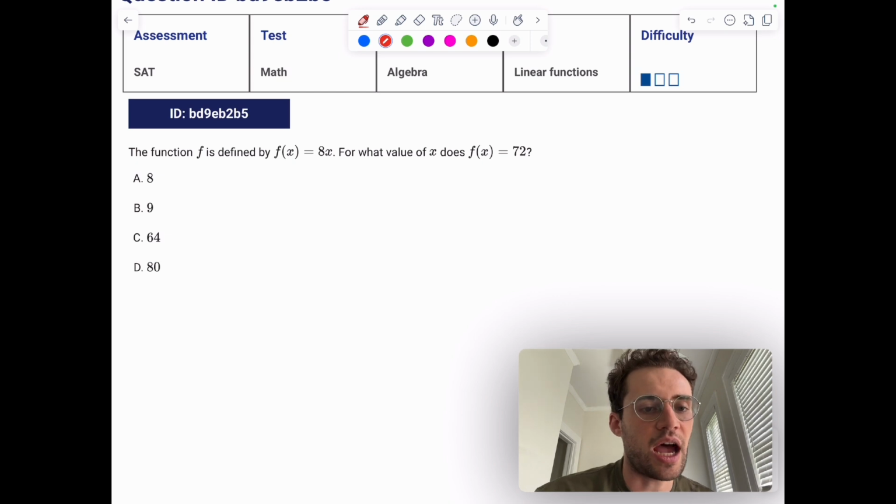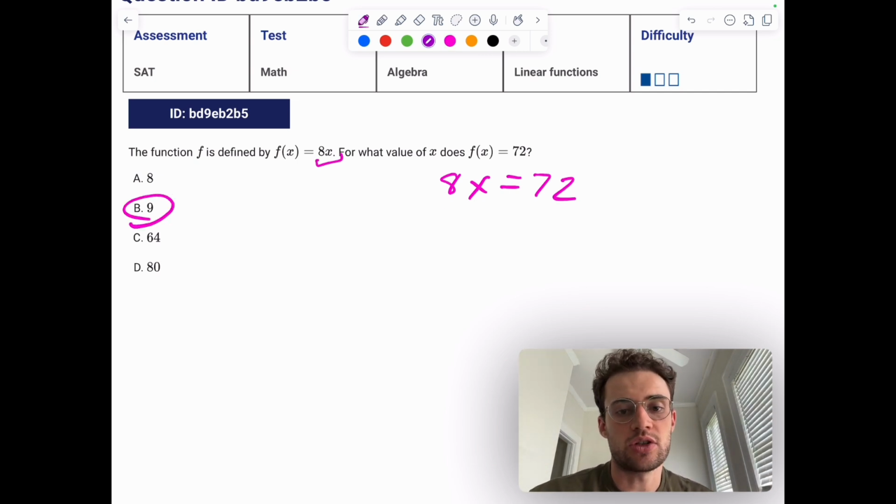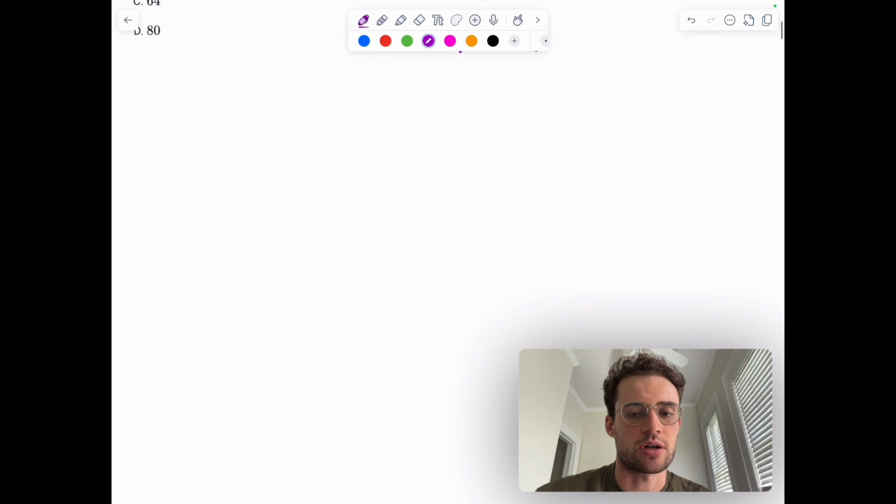Next question. The function f is defined by f of x equals 8x. For what value of x does f of x equal 72? Well, we know f of x is 8x. So what does x have to be for 8x to be equal to 72? 8 times 9 would give you 72. I'm just thinking what times 8 would give you 72. You could also do the opposite of times 8, which is divide by 8 on both sides. That leaves you with x is equal to 9. You get the same answer.